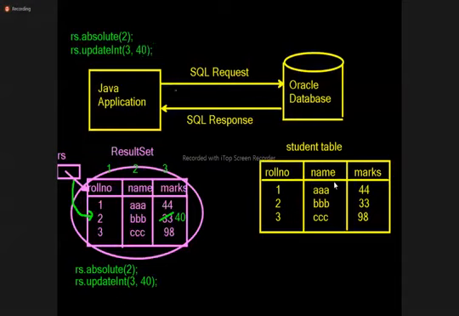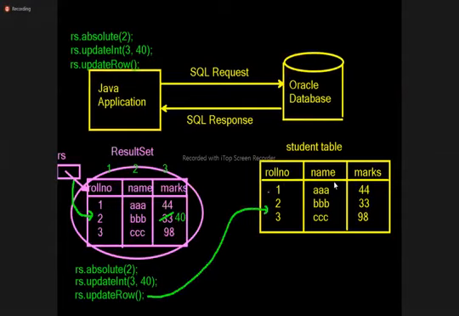After this, it is updated in the result set, but not in the database. After that, we compulsorily have to call rs dot update row. I'll write that line here too, the same as at the bottom, since it's not visible to everyone. So with this line, what will happen? It comes here: this row is updated. It will become 40.